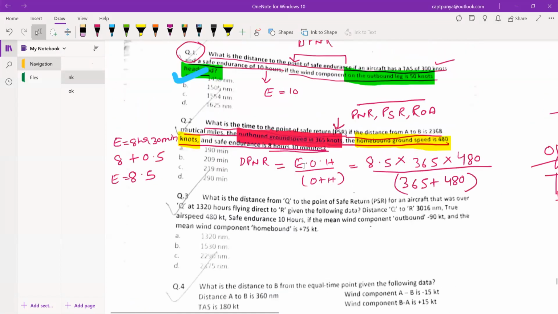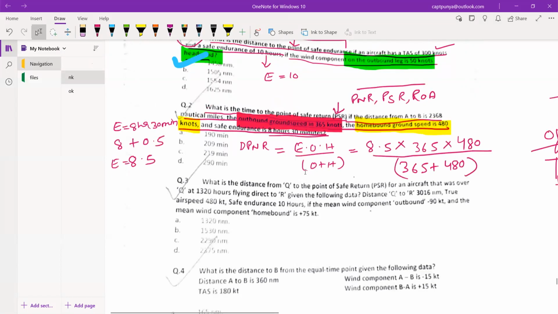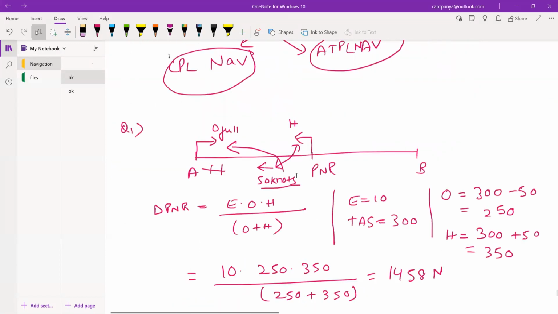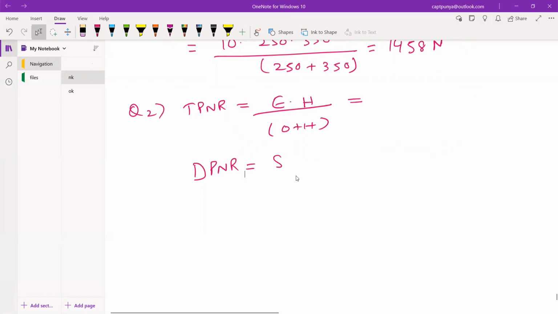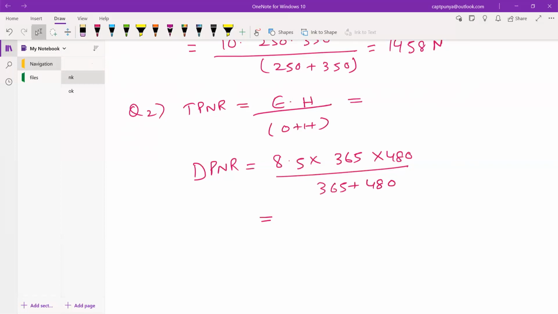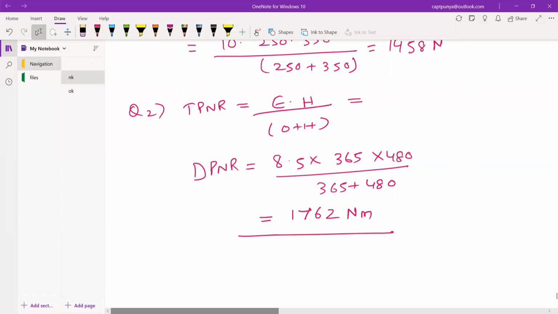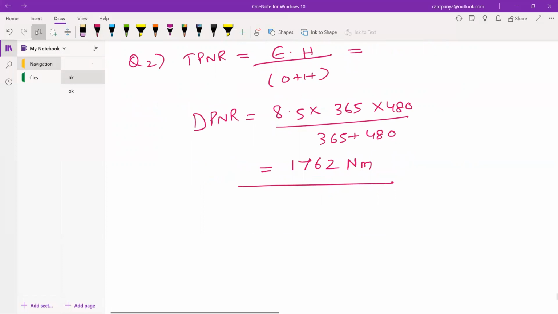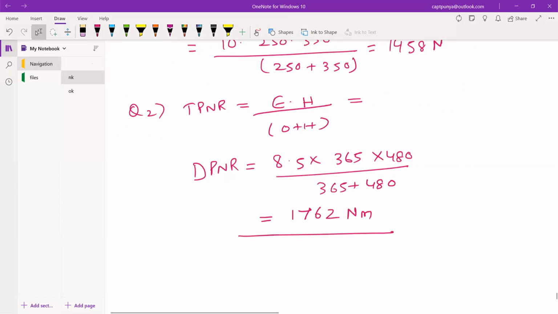So DPNR कितना हो गया 8.5 365 into 480. So मैं यहाँ लिख लेता हूँ इसको 8.5 into 365 into 480 divided by 365 plus 480. तो गाइस जब इसको आप कैलकुलेट करोगे यूजिंग योर कैलकुलेटर, so this will come out to be 1762 nautical miles. Guys, in some question they ask you both. Like is question mein to they have asked you only time. So you can easily get the time from this formula using this.